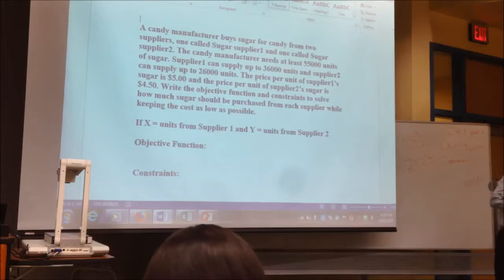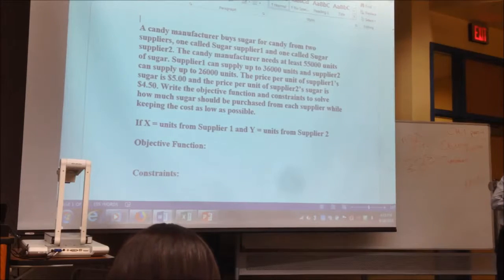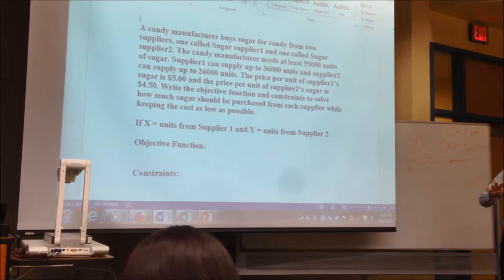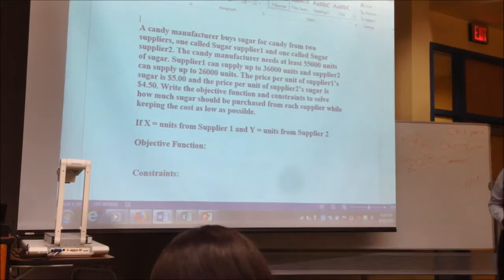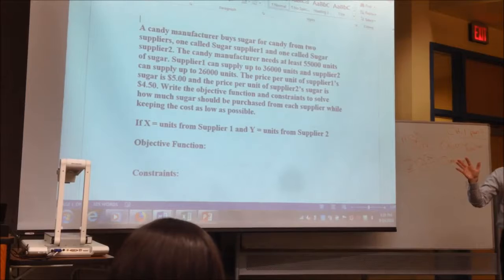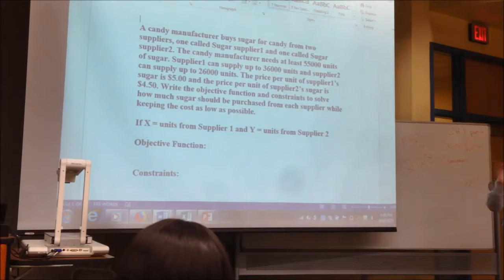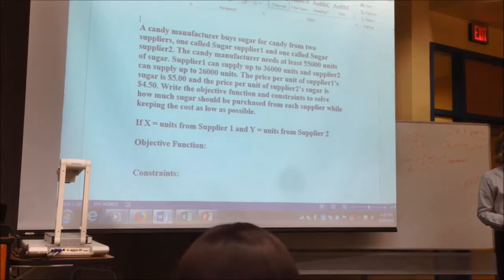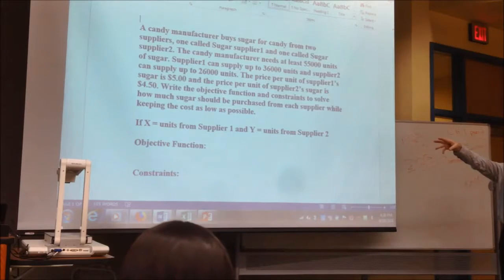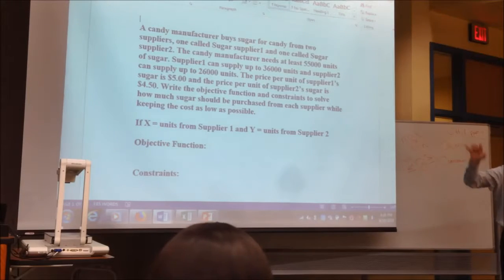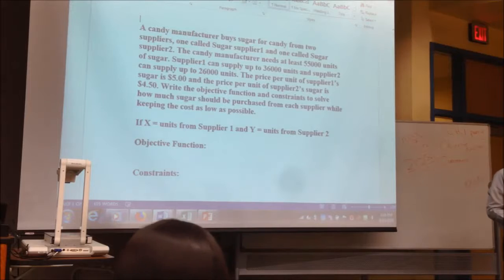The candy manufacturer buys sugar from 2 suppliers. One called sugar supplier 1, one called sugar supplier 2. The candy manufacturer, that's us, needs at least 55,000 units of sugar. Stop. Objective function or a constraint? Constraint. Because it's a limitation. A limitation doesn't necessarily mean less than or equal. It could be greater than or equal. And in this case, we know that we need for production a minimum of 55,000 units.